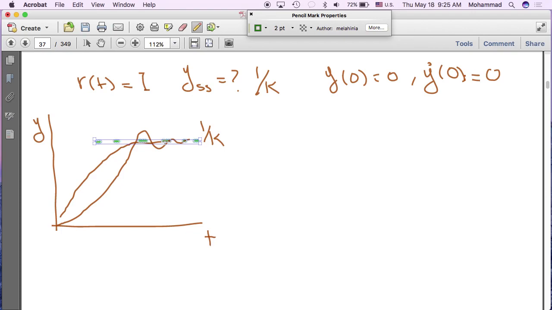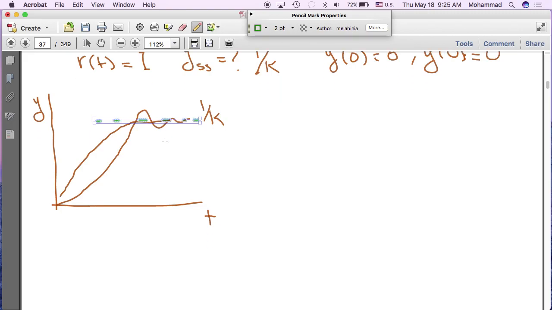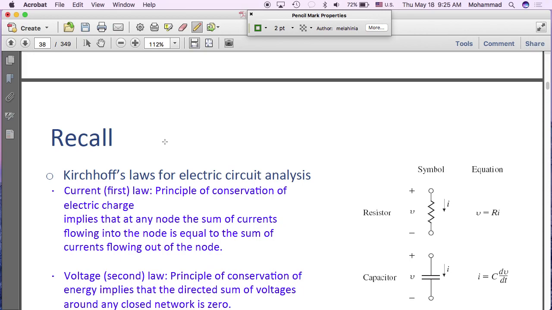So what I wanted to bring to your attention is that a second order system has a more diverse type of behavior. If a first order system only showed exponential rise or decay, a second order system offers a wider range of possibilities. Okay, let's move on. Look at another example.